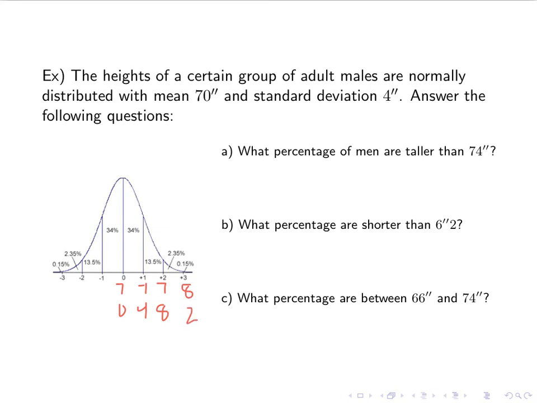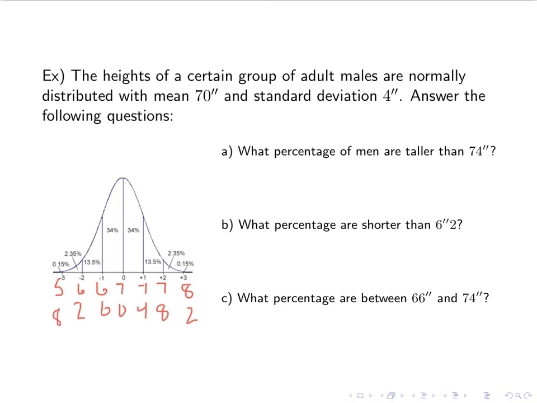So I've got 70, 74, 78, 82, and then as I go to the left, I'm going to be subtracting 4. So 66, 62, and 58.